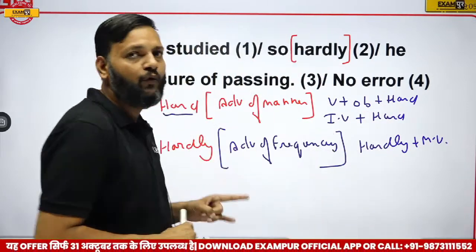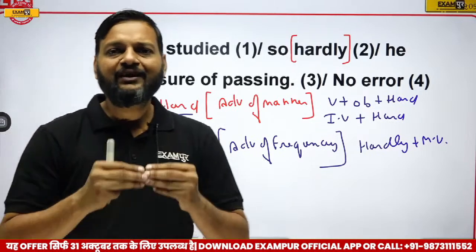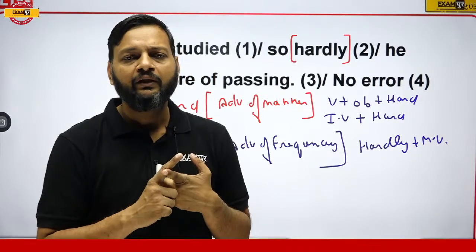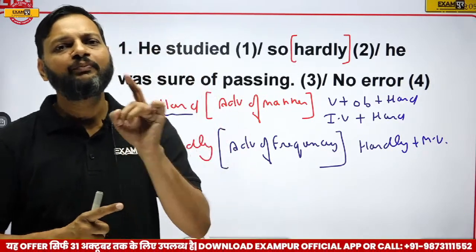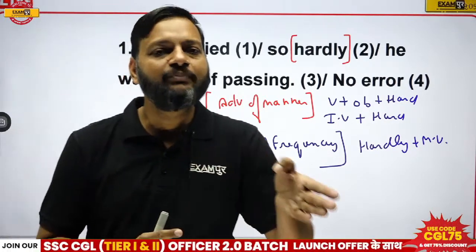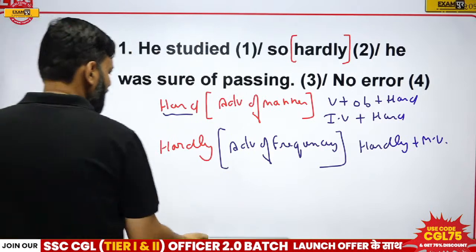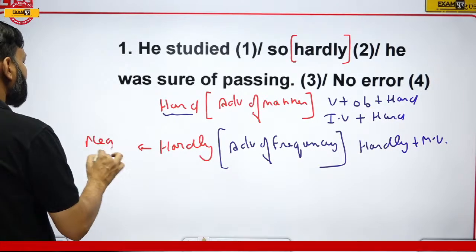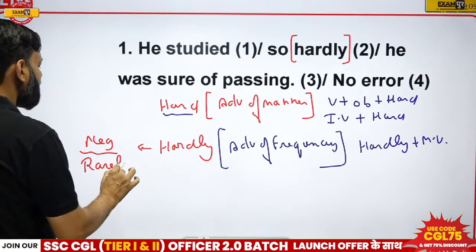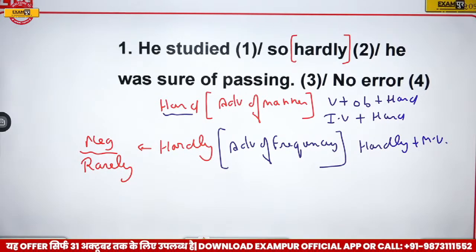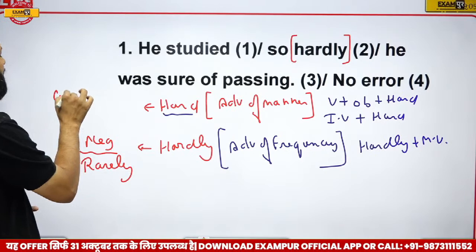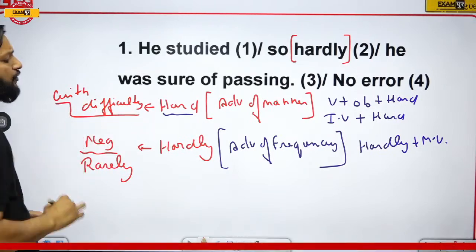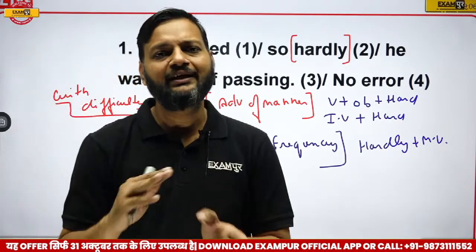So this is one difference. The basic difference between hard and hardly, there are two basic differences. One, position. Hard is always placed after verb, and hardly should be placed before main verb. And second, meaning. Hardly has a negative meaning. Hardly means rarely, and hard means with difficulty. So hard and hardly have different meanings and different positions, right?